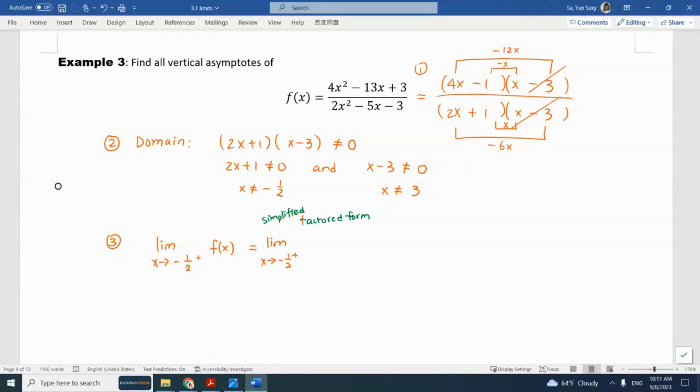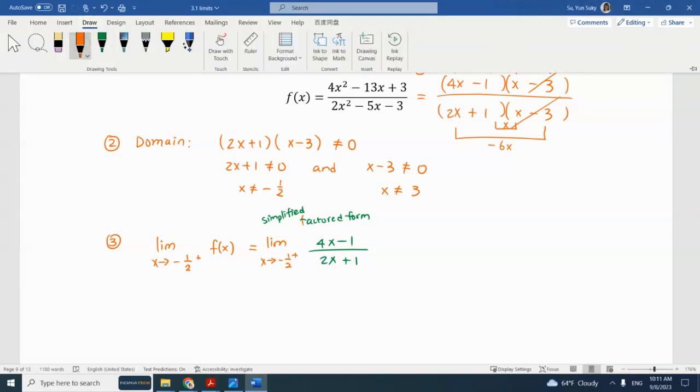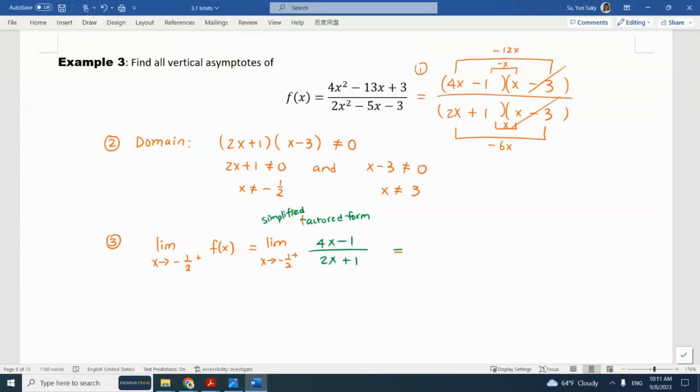Yeah, exactly. So we have 4x minus 1 over 2x plus 1. Okay, everybody? All right. Let's see. So do you see the denominator when x goes to minus 1/2 from the right? This factor, the corresponding factor, 2x plus 1, goes to what? Yes, 0 plus. Very good.